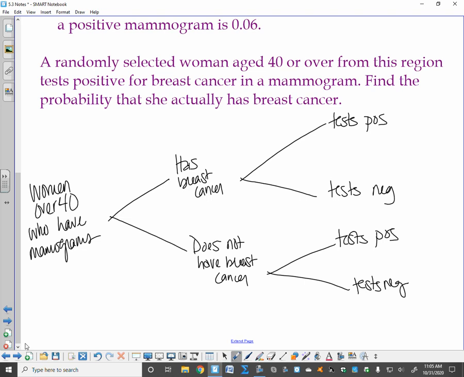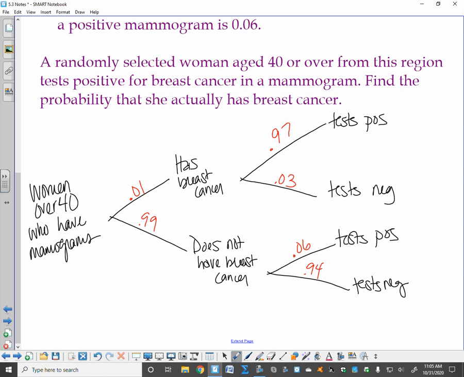Okay, 1%, 0.01, so 0.99. For women who have breast cancer, the probability of a negative mammogram is 0.03. So this is a 0.97. For women who don't have breast cancer, the probability of a positive mammogram is 0.06. So 0.94.